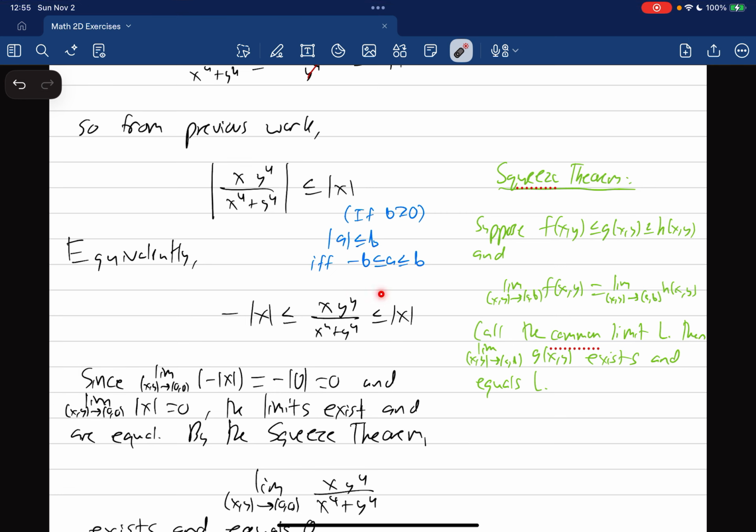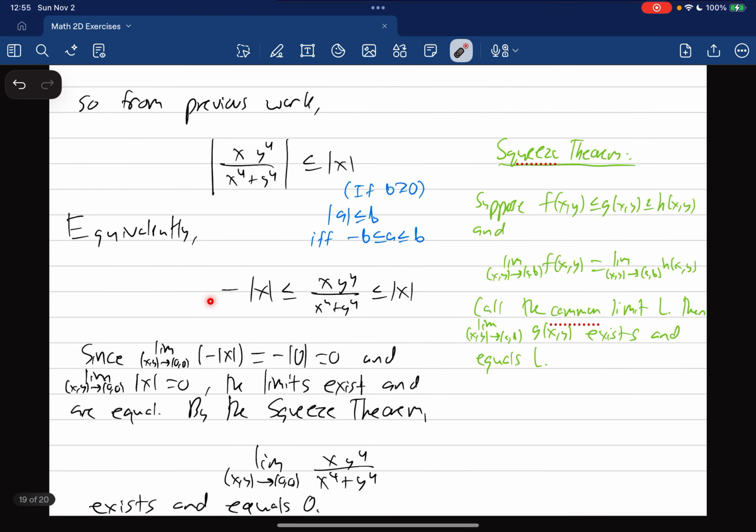Once we rewrite it as such, we already noted that the left side and right side have limits that are easy to calculate. They're just 0 in each. And so, because we are squeezing this function in between these two, and these two have the same limit as we approach 0, 0, the middle function must also have limit 0 as we approach 0, 0, by the squeeze theorem, of course.